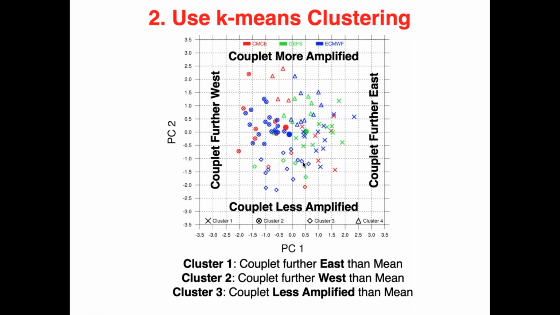And then finally for cluster 4, which are the triangles, they're mainly up here in this part of the phase space, corresponding to that couplet being more amplified. So again, that is the physical interpretation for cluster 4, having that couplet being more amplified.